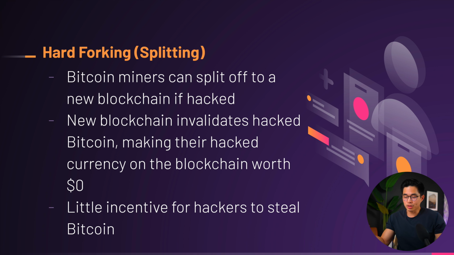Now, cryptocurrencies also have the ability to hard fork. This is when the miners split off into a new blockchain if they ever get hacked, and so they can completely cancel out the value of the currency that got hacked. Now, as a community, they can decide whether or not they want to accept the currency that was tampered with in the new blockchain that they split off to, which gives hackers no incentive to even try hacking into the network. However, this does not stop hackers from getting into your own personal cryptocurrency from SIM swap attacks.